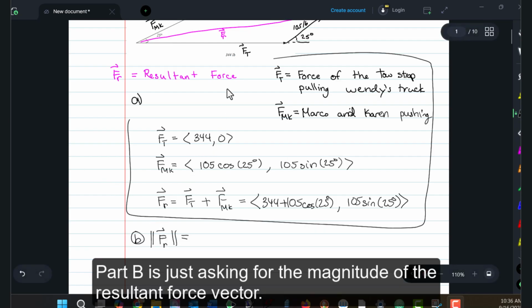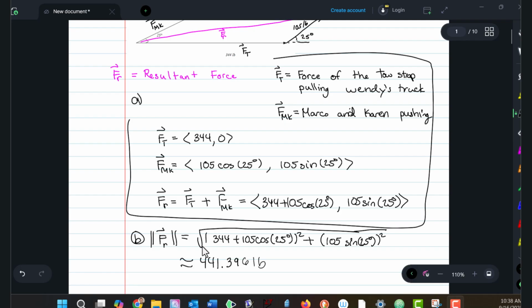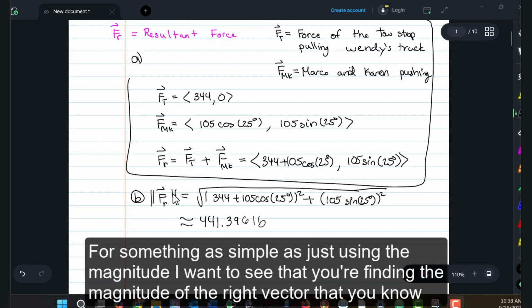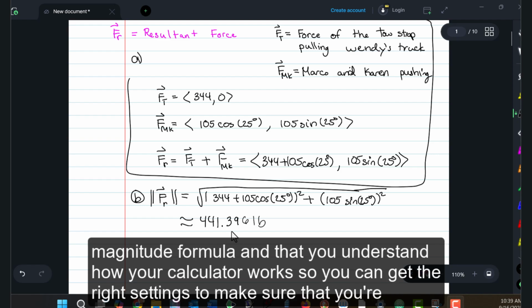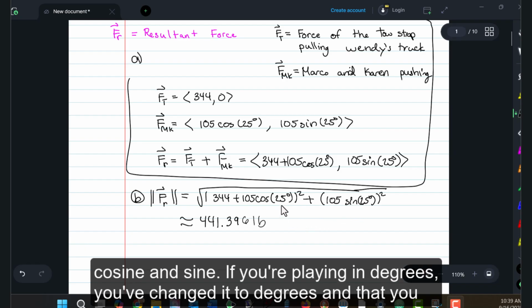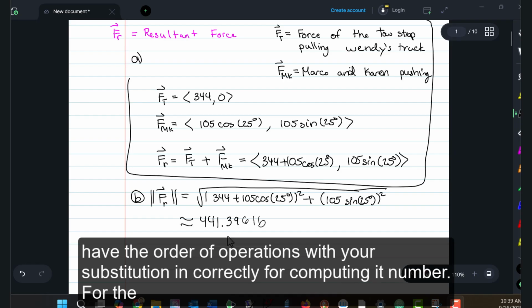Part B is just asking for the magnitude of the resultant force vector. For something as simple as just using the magnitude, I want to see that you're finding the magnitude of the right vector, that you know what to substitute into the magnitude formula, and that you understand how your calculator works so you can get the right settings. If you're plugging in degrees with cosine and sine, change it to degrees, and make sure you have the order of operations with your substitution correct for computing a number.